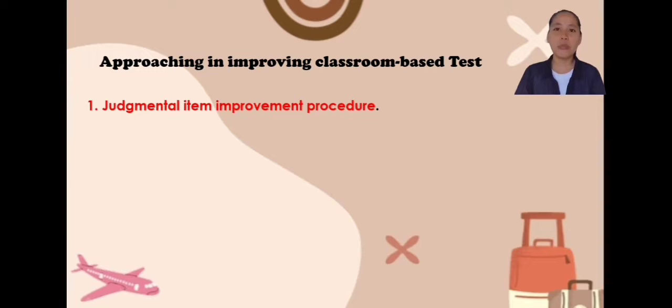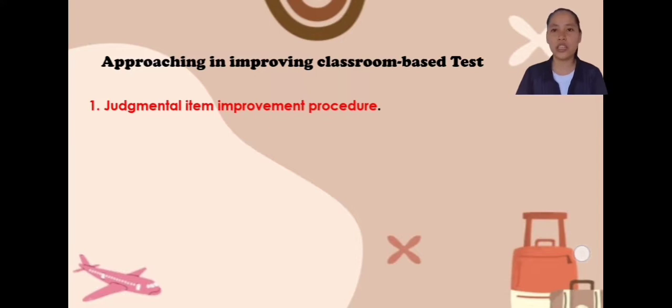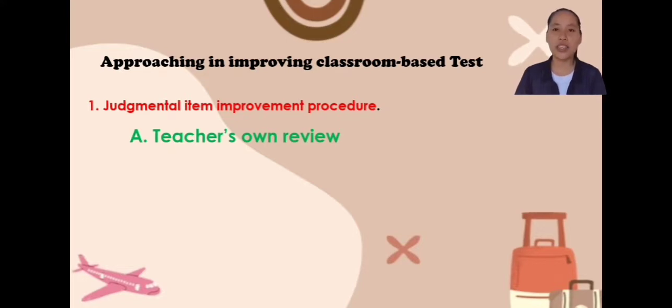Judgmental assessment improvement strategies mainly differ according to who is applying the judgments. There are three sources of test improvement judgments to consider. A. Those applied by the teachers themselves. B. Colleagues. And C. Students. Let us have first A.